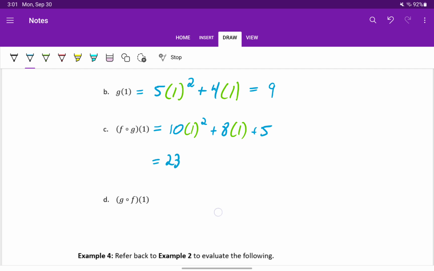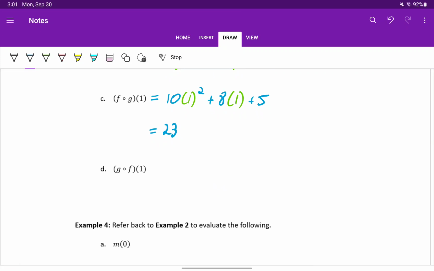And then in part D, we'll look at g of f of 1. So we'll take that second composite function that we constructed, 20 times 1 squared plus 108 times 1 plus 145 will give us 273.